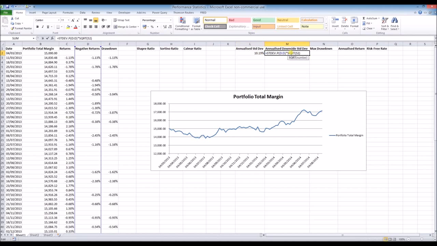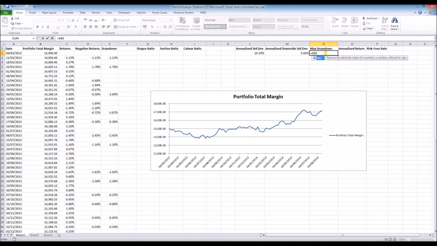So we can copy that across to the annualized downside standard deviation, which now uses the negative returns only and does the same thing. For max drawdown, we want the absolute value, so we get a positive number, even though a drawdown by definition is a negative return. To do that, we type ABS for absolute, and then take the minimum of the drawdown column. So we get a max drawdown figure of 3.96%.